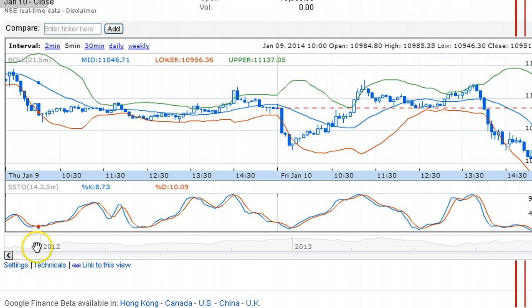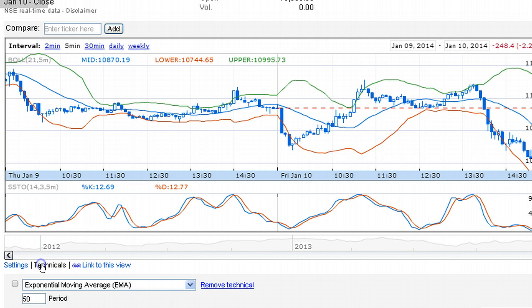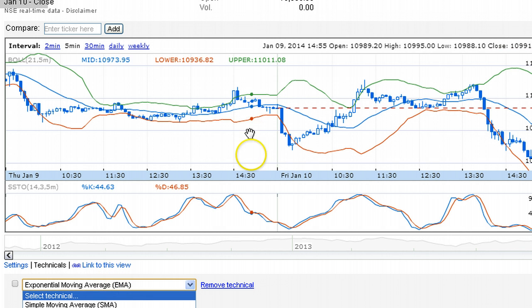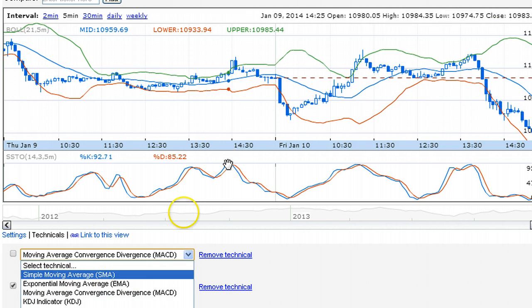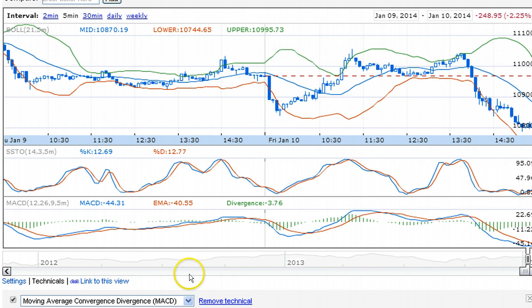And I've selected technicals. Here you can pull down Bollinger Bands. You have many indicators here; you can just select any indicator. So select Bollinger Band. I've selected Bollinger Band, and I'm using 21 as the parameter, which means it will take 21 candlesticks.